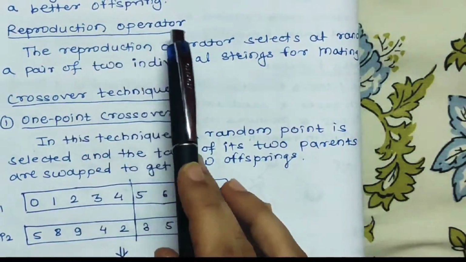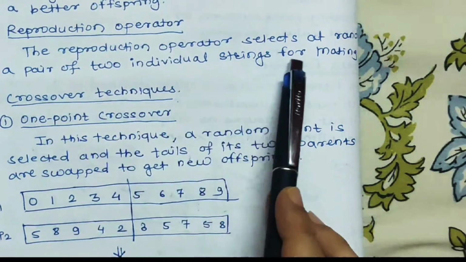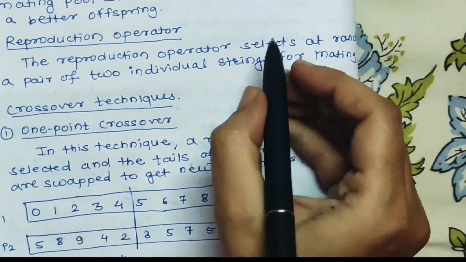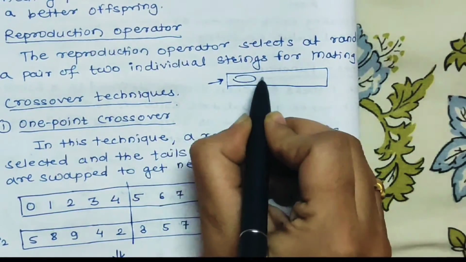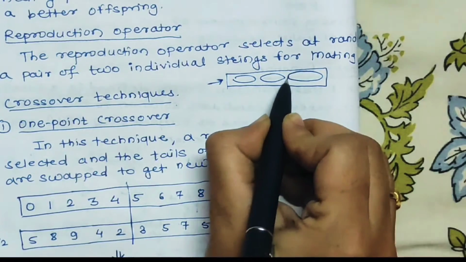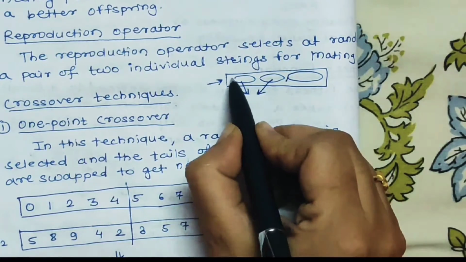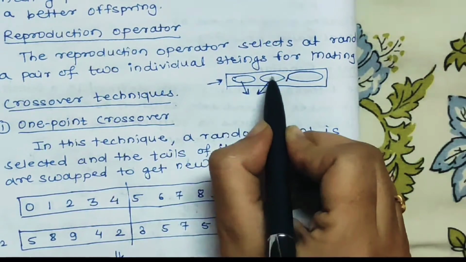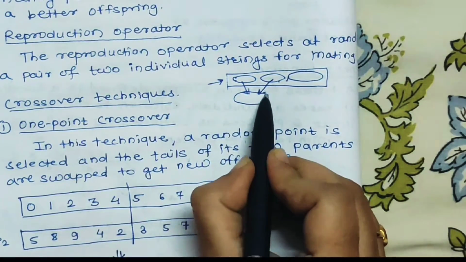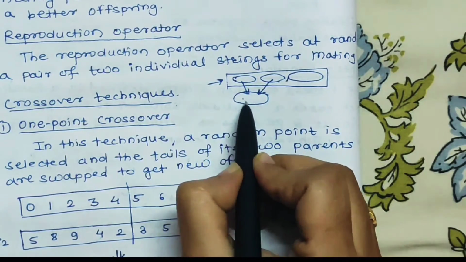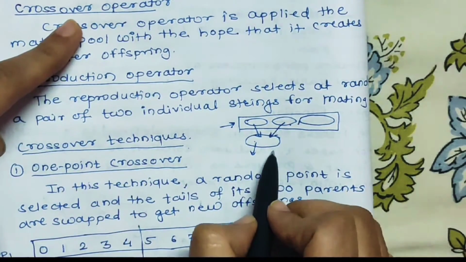Now we will discuss what is meant by the reproduction operator. The reproduction operator selects at random a pair of two individual strings for mating. You can see we have a population. Population means a number of solutions, and what we have to do is find the optimal solution. So we randomly select two parents, or two strings, from this pool. We call it a reproduction operator, and these two strings then undergo various processes. The first process is crossover. That is, we apply the crossover operator to the selected strings.